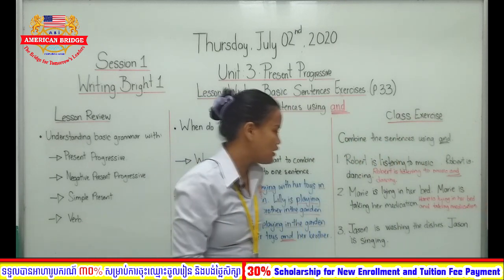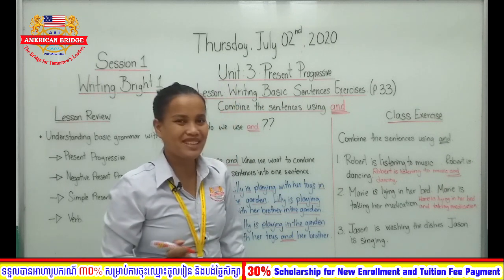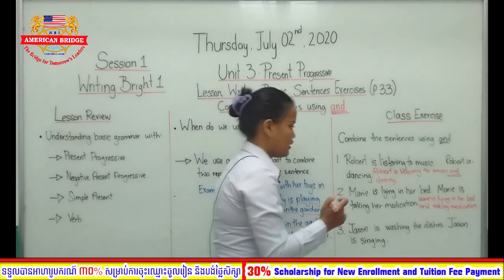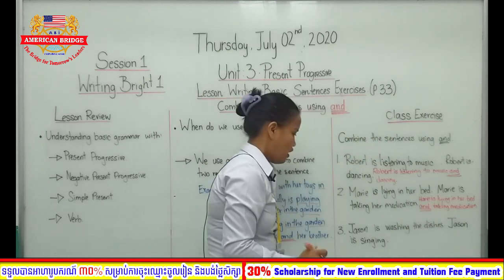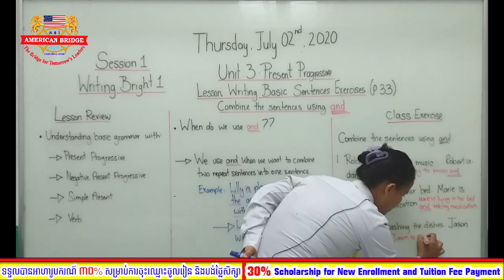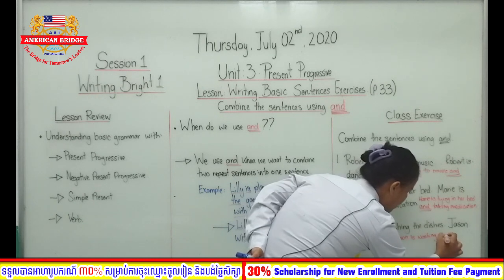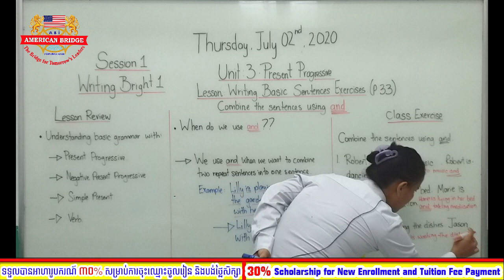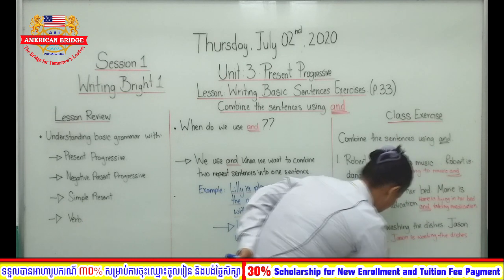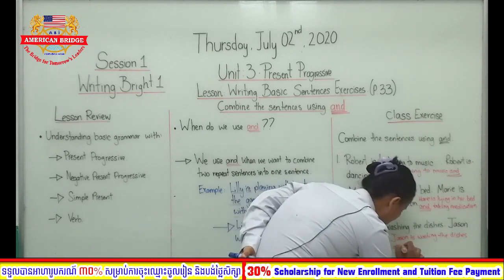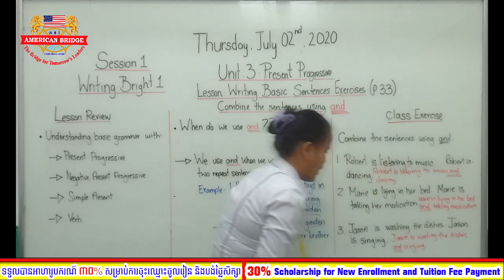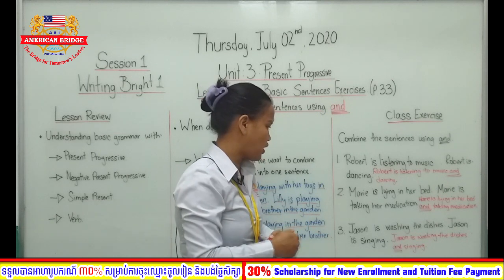Number three, Jason is washing the dishes. Jason is singing. Good. Yeah, so Jason, this is very easy, right? Jason is washing the dishes and singing.